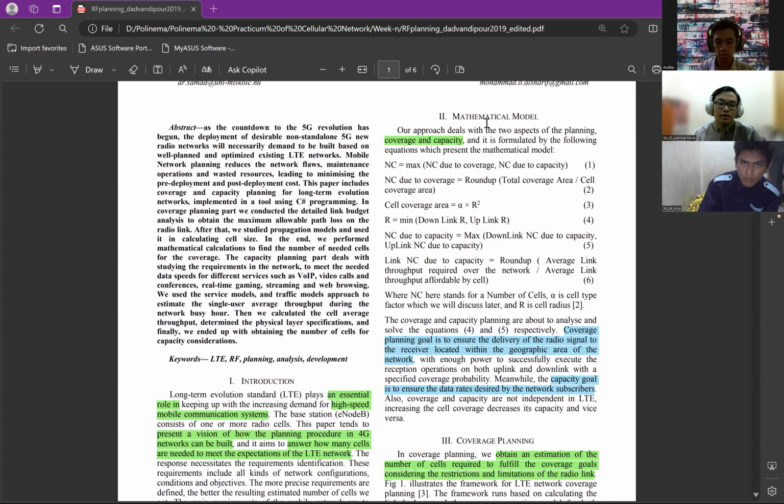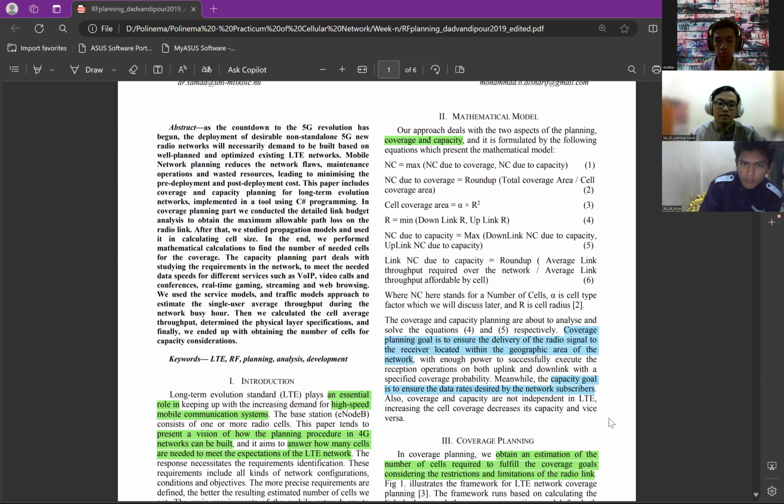And number 3 is cell coverage area, equation 3. This calculates the area covered by a single cell. And number 4 is cell radius, or equation 4. This finds the minimum usable radius based on limitations in either the downlink or uplink communication range.